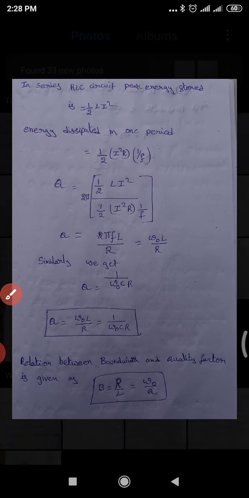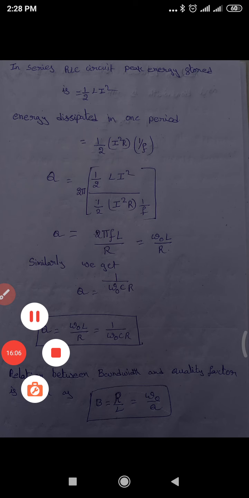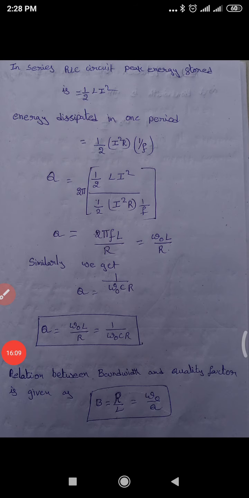This is also one of the formulas for calculation of the resonance frequency. So while solving problems, in some situations we have to find the resonance frequency by using this type of formula. So try to remember all those formulas again. This is the relation between bandwidth and quality factor.